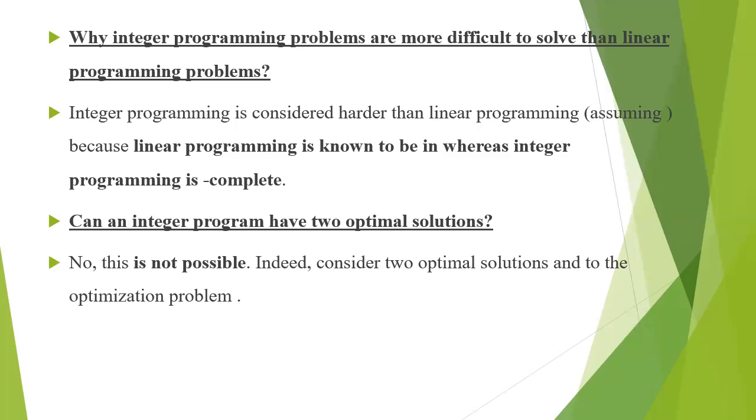So why are integer programming problems more difficult to solve than linear programming problems? Because integer programming is considered harder than linear programming: linear programming is known to be solvable in polynomial time, whereas integer programming is NP-complete. Can an integer program have two optimal solutions? No, this is not possible. Indeed, consider two optimal solutions to the optimization problem.